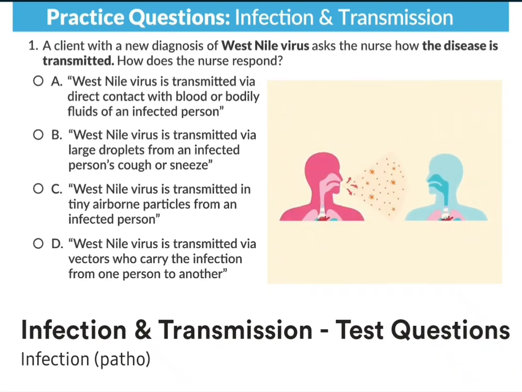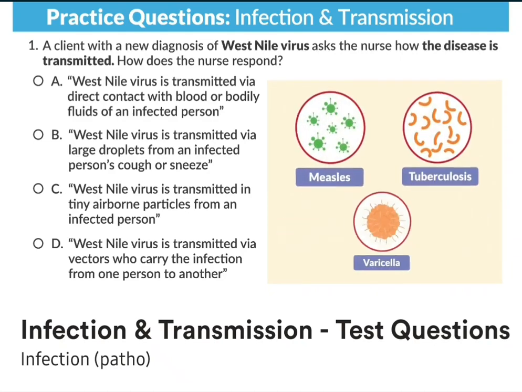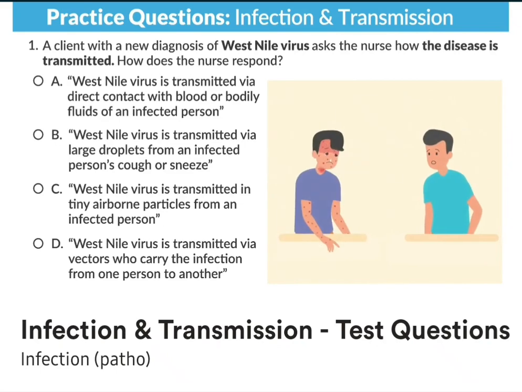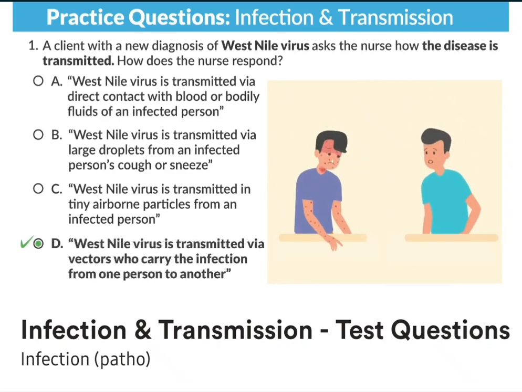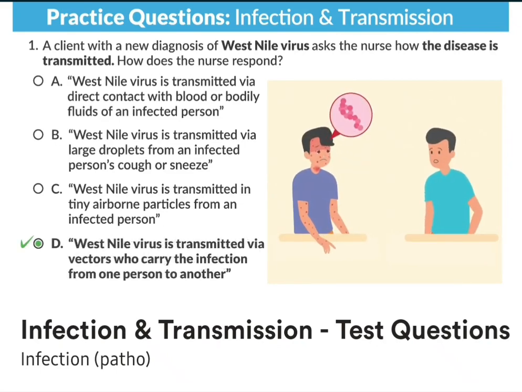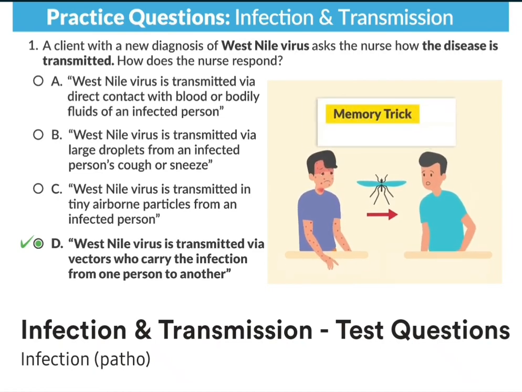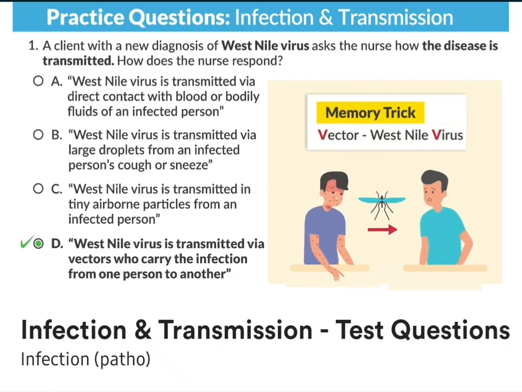And option C, West Nile virus is transmitted in tiny airborne particles. No, remember, on air with MTV, measles, TB, tuberculosis, and varicella for MTV. Now, option D is the most correct. West Nile virus is transmitted via vector who carry the infection from one person to another. Yes, remember the memory trick. V for vector, V for West Nile virus.